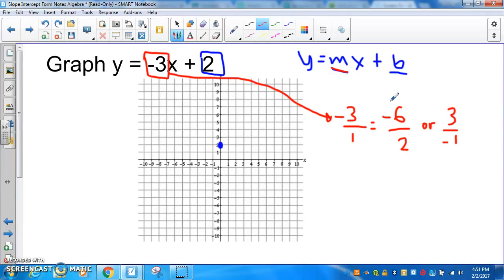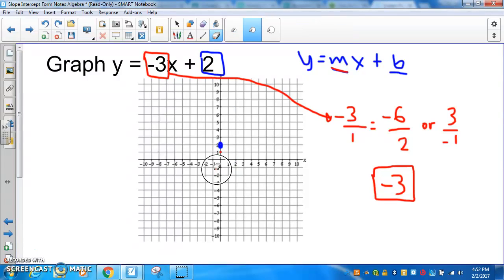You just have to be careful with the signs and make sure that when you divide them, no matter what you get, it's always equal to -3. Anyways, let's go with -3 over 1. Probably the most simple way to do it. I'm going to count down 1, 2, 3, and then over 1. This is really the point that I want.